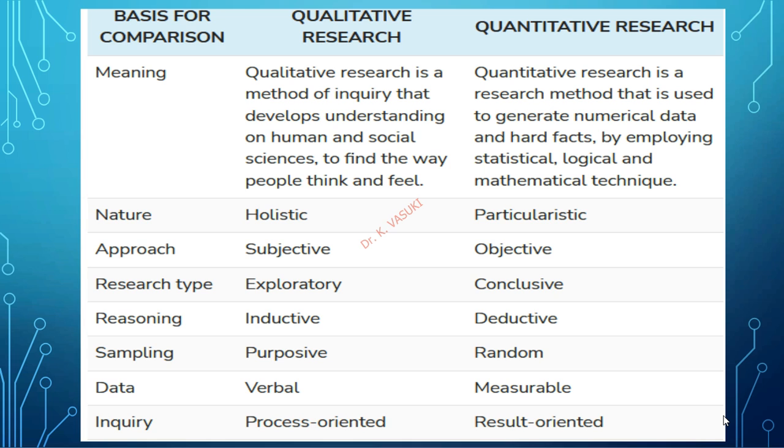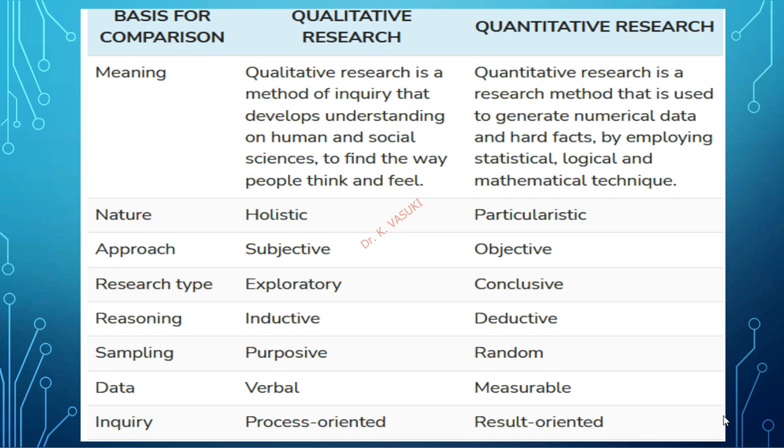The reasoning in qualitative research is inductive. Based on their interest and inducement, they are trying to find out why something is happening, how people think and feel about a particular issue. So it is an inducement, that is inductive. Whereas in quantitative research, it is deductive. They are trying to find out the cause and effect relationship between two variables: why it is happening, and because of it, what the consequences will be.